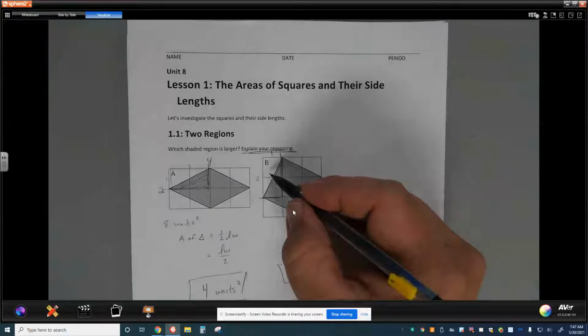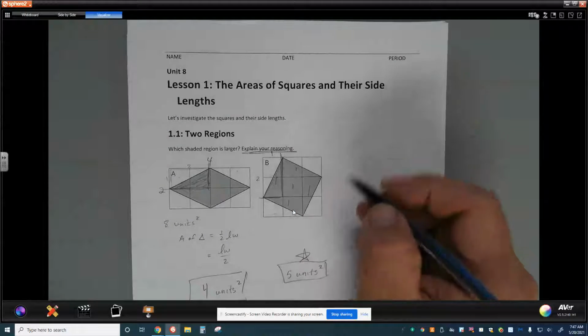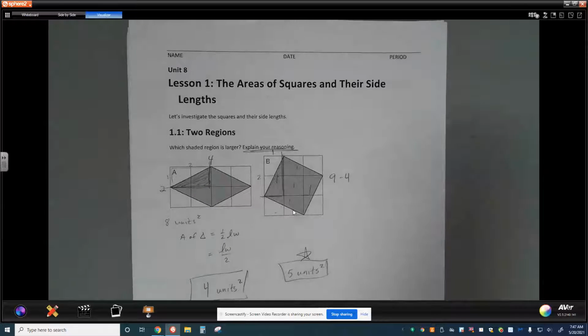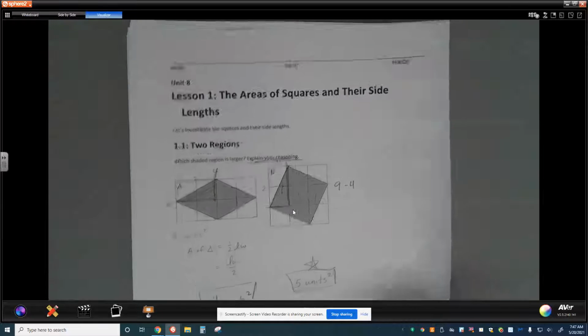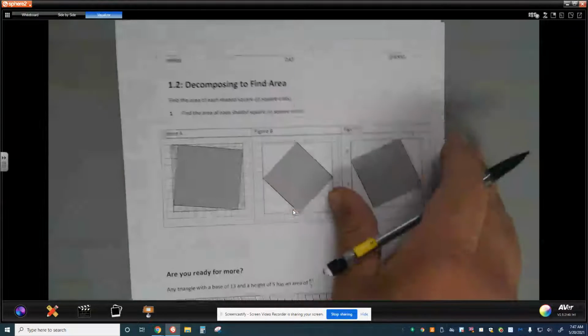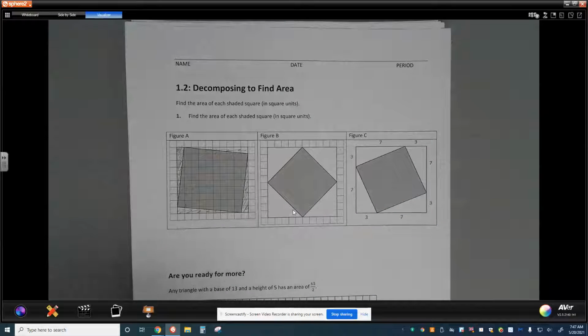Another way we could have thought of that is taking the white areas and recognizing there are 4 white areas and taking 9 square units minus 4 square units to still get us 5 square units. What we're doing here is what we call decomposing the areas. Decomposing the area means to take apart the regions that are around it, or take apart pieces of the figure to be able to figure out what the areas and the dimensions are, to be able to actually calculate the area of another region.